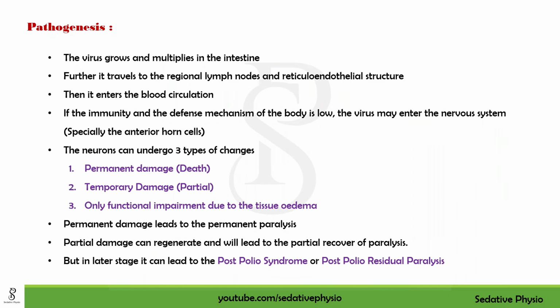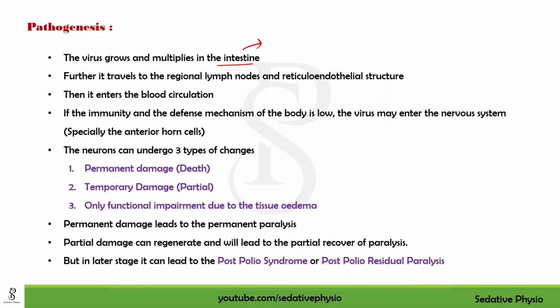Now, if we discuss the pathogenesis, the virus grows and multiplies in the intestine. So the primary place for the growth and multiplication of the virus is the intestine. The virus enters through the gut or through the inhalation of droplets, and goes into the intestine of the patient. Inside the intestine, it takes up some nutrients from the human body, and it grows. It then multiplies itself into large numbers.